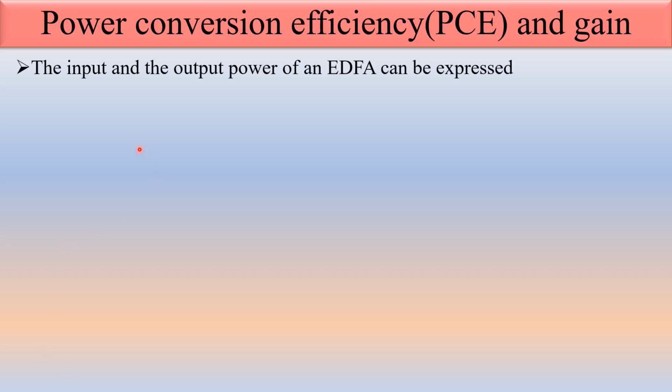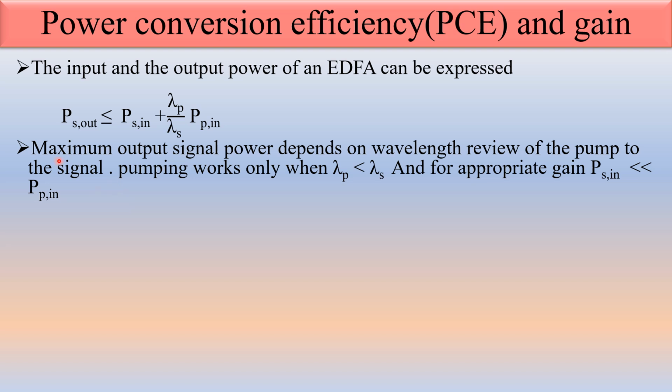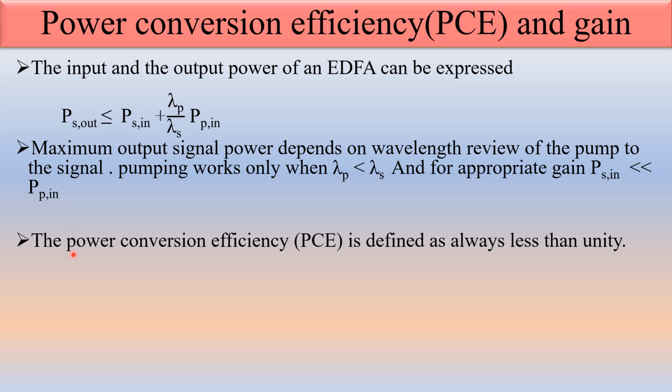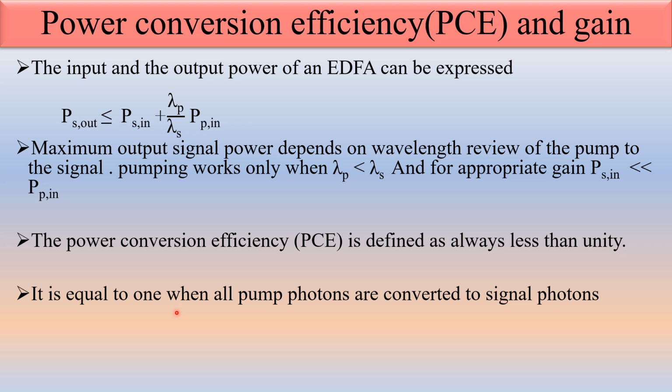The power conversion efficiency and gain. The input and the output power of an EDFA can be expressed as P out is less than or equal to P in plus lambda P upon lambda S times PP in. Maximum output power depends on the wavelength ratio of pump to signal. Pumping works only when lambda P is less than lambda S, meaning lambda S is greater than lambda P. And for appropriate gain, PS in should be less than PP in. The power conversion efficiency is always less than unity. It is equal to 1 when all pump photons are converted to signal photons. PCE is less than or equal to lambda P by lambda S, which is less than or equal to 1.